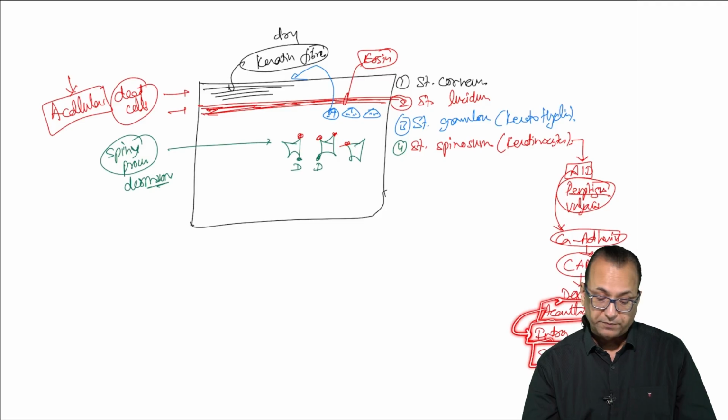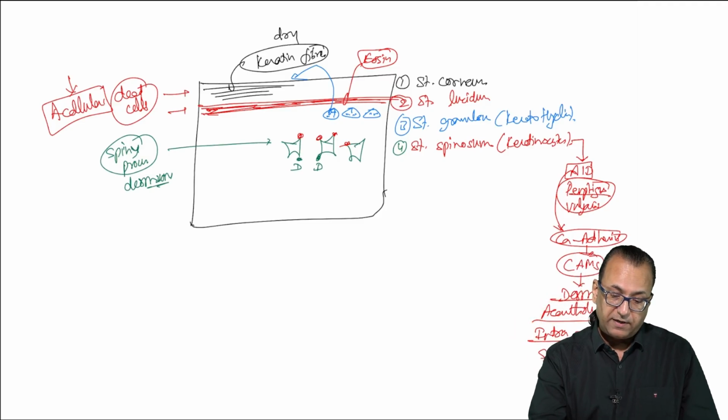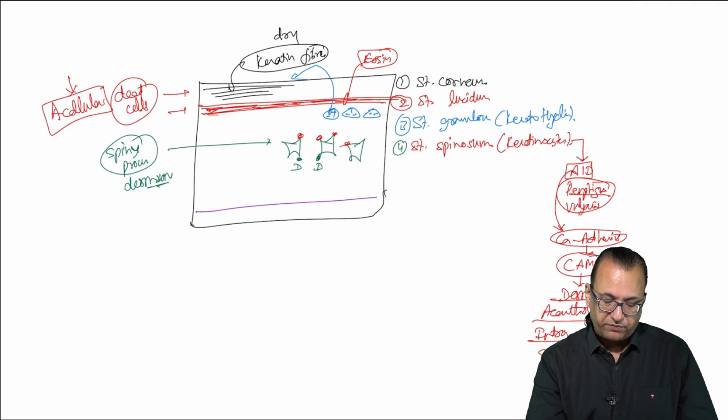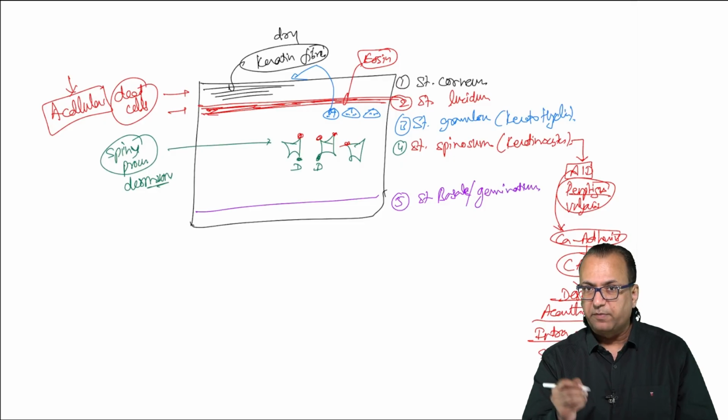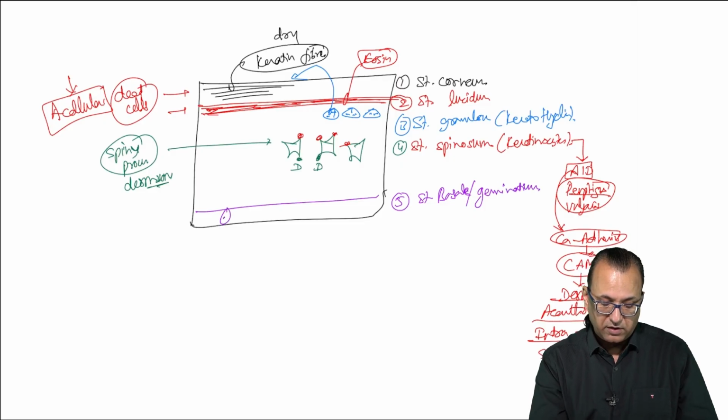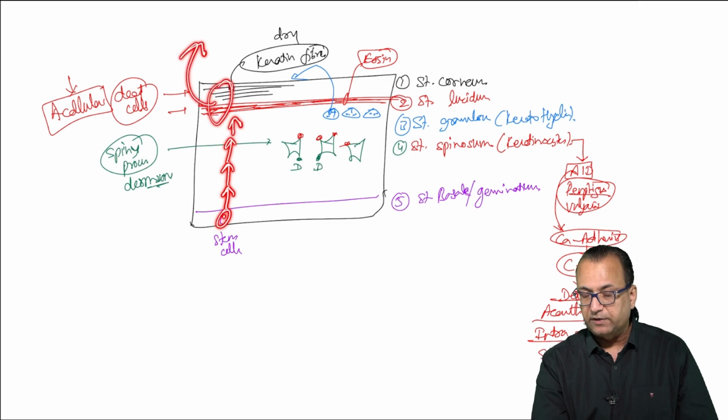These are all MCQs. Now look at the last layer, layer number 5, that is stratum basale, because it is at the base, or you can say stratum germinativum, because it will have the stem cells which will keep germinating the rest of the layers. So stem cells are there, and they keep dividing and keep adding more and more layers, because superficial layers are anyway going to be desquamated.